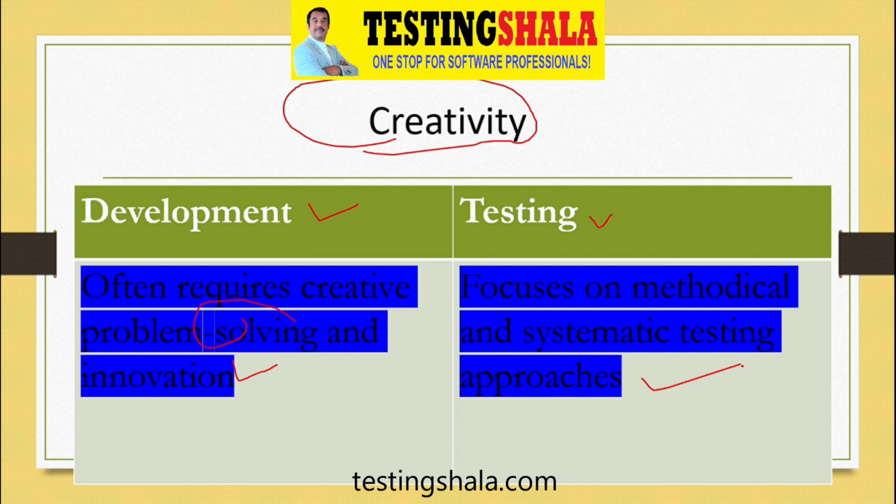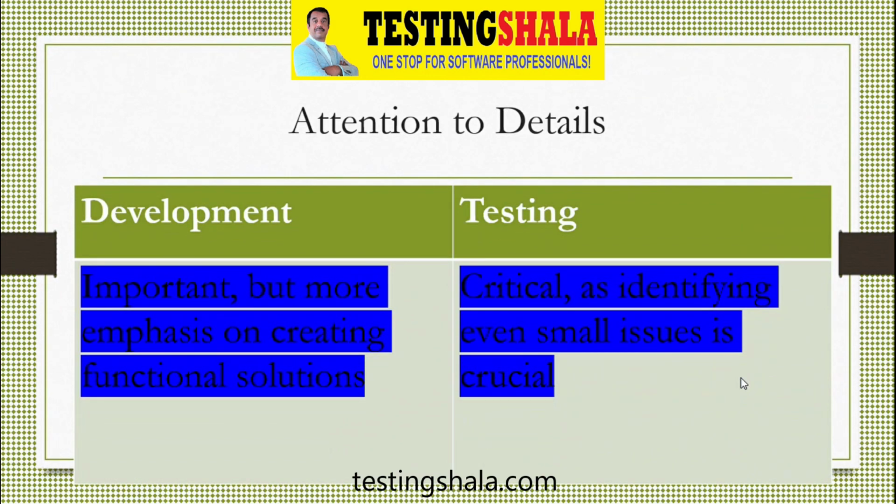And the next difference is attention to detail. This is very important for development, but the emphasis is more on creating functional solutions. But in testing, attention to detail is very crucial and critical, and identifying even small issues is very crucial as part of the software testing role.